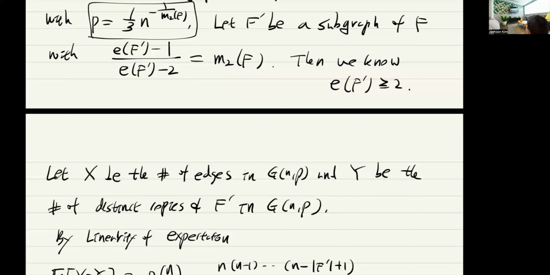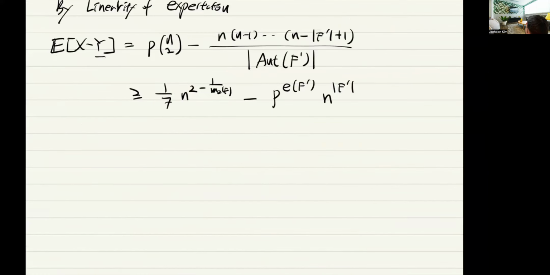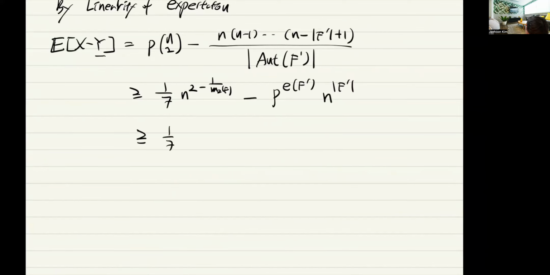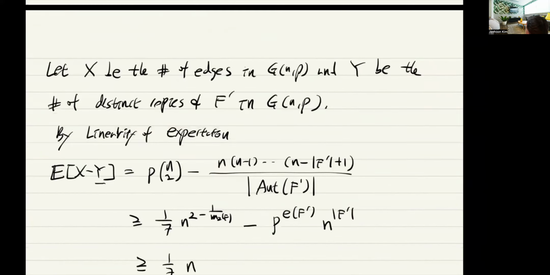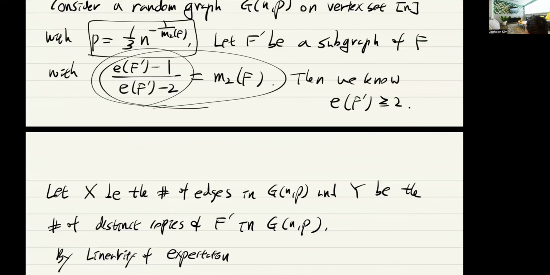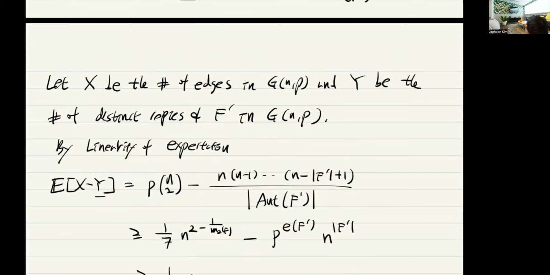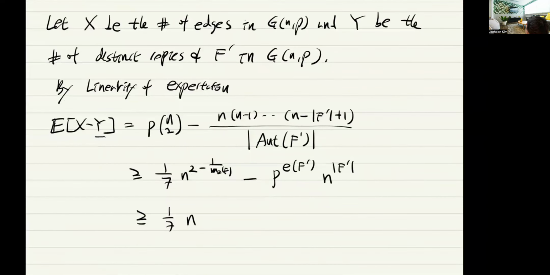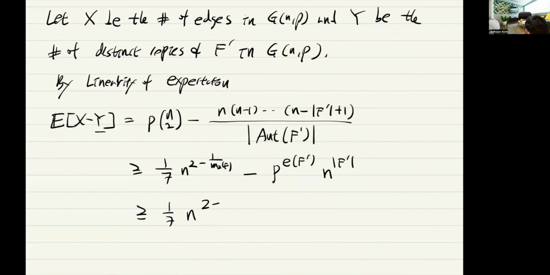But what do you know? Because of this, the 1 over 7 times n to the, we know this equality. So if you apply that, then what do you get? 2 minus (e of F prime minus 1) over (v of F prime minus 2).